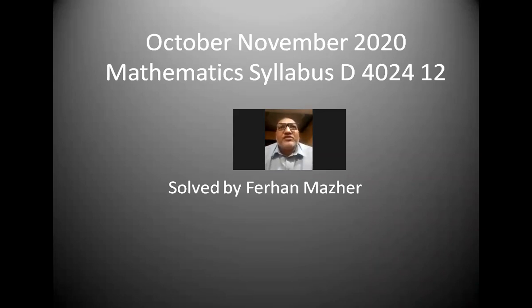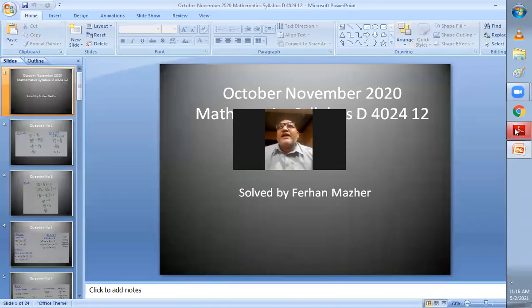The subject we are studying today is mathematics, syllabus D4024. It's O Levels mathematics, and today we have set our hearts to solve a Paper 1. Today we have selected the October/November 2020 Paper 2. This paper belongs to Zone 2, so it's our Paper 1. Two hours is the allowed time for this paper, and you cannot use a calculator. So let's start this paper, and here we go.